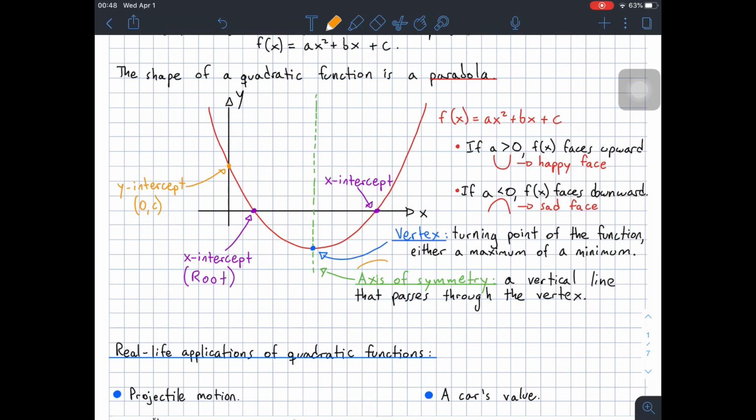Then we have something called the axis of symmetry, which it says is a vertical line that passes through the vertex. We would always have this for a parabola. It's like a mirror that divides the parabola into two equal parts, right? This part over here and the reflected part, this part over here. That's the axis of symmetry, and it always passes through the vertex. It's a vertical line that passes through the vertex, okay?